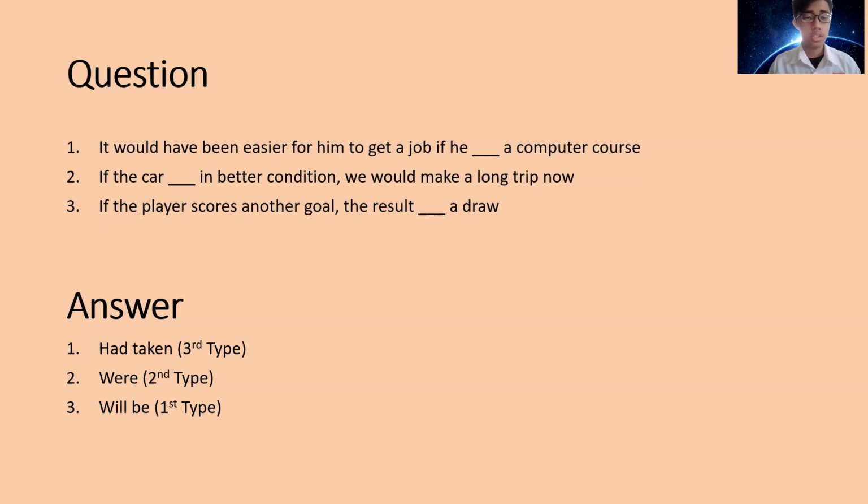And the third is if the player scores another goal, the result blank a draw. So we can see the formula. If the player scores another goal is if plus simple present, the result must be will or simple future. So we can fill the blank with will be a draw. So the complete sentence is if the player scores another goal, the result will be a draw.